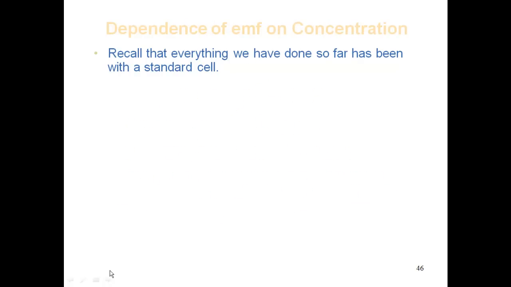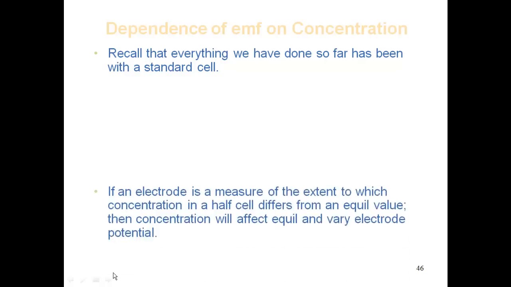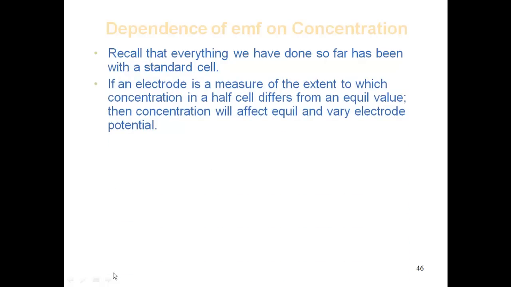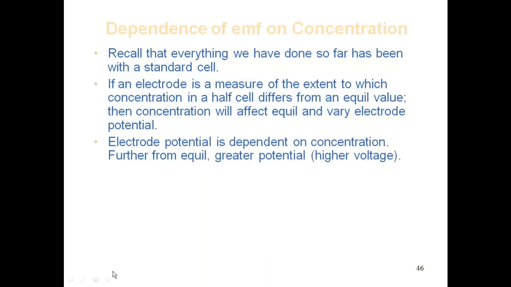Now, recall that everything we have done so far has been with a standard cell. If an electrode potential is a measure of the extent to which concentration in a half cell differs from an equilibrium value, then concentration will affect that equilibrium and vary that potential. Electrode potential is dependent on the concentration. The further we are from equilibrium, the greater the potential, the higher that voltage.